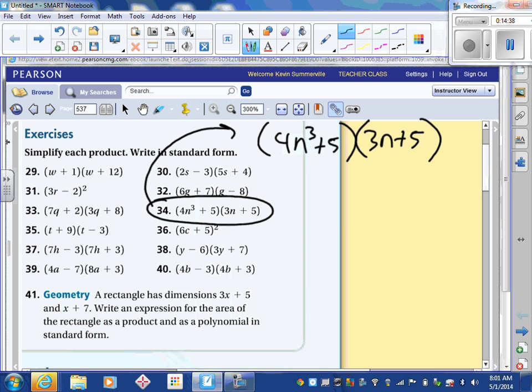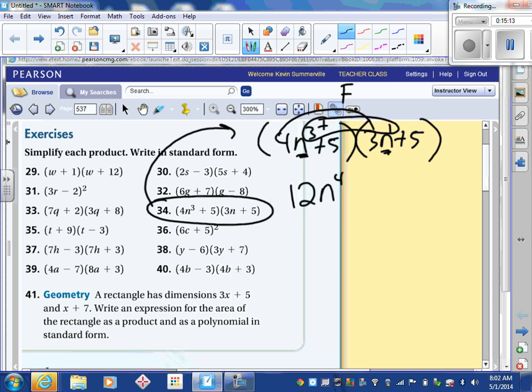Number 34. The numbers are different, so we can't use any of our tricks. We need to use the FOIL method. So looking at FOIL, we have to do our first. 4 times 3 is 12. Let's put an invisible 1 there, because when we multiply exponents, we have n to the 3rd power, n to the 1st power. That becomes n to the 4th power because we know we have to add our exponents.